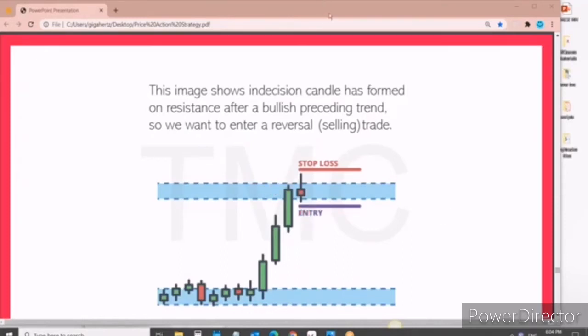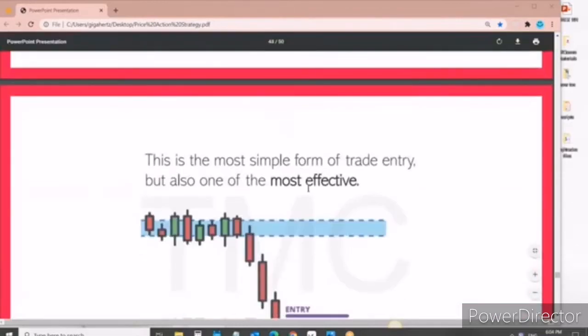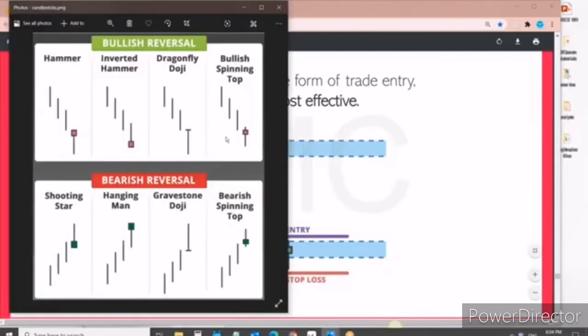Alright, so nakuha niyo naman na siguro yan. So this is the most simple form of trade entry but also one of the most effective. Okay, so ganun din. Kapag naman pababa siya, paano naman yon? Pag pababa, meron lumabas na candlestick. You have to check this one. So ito siya.